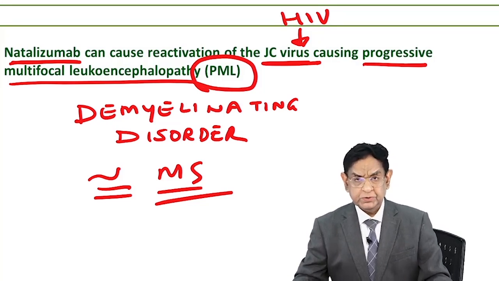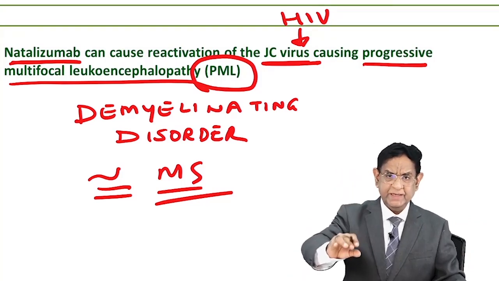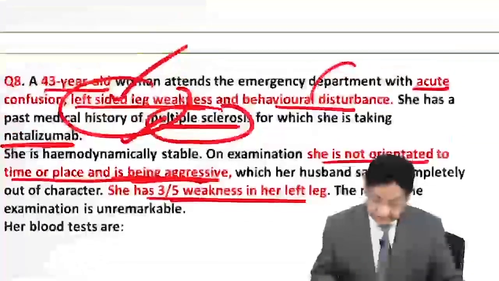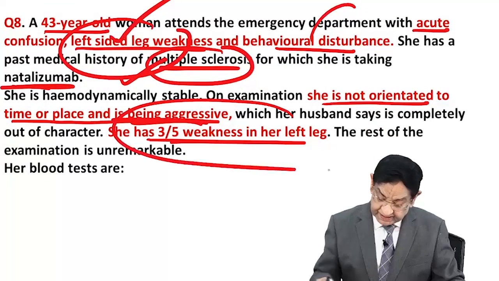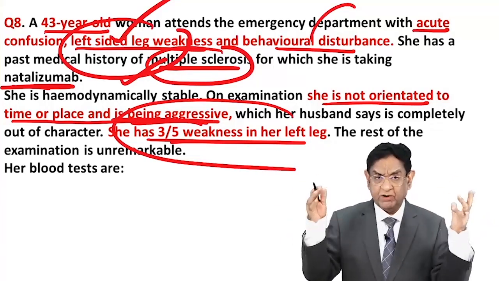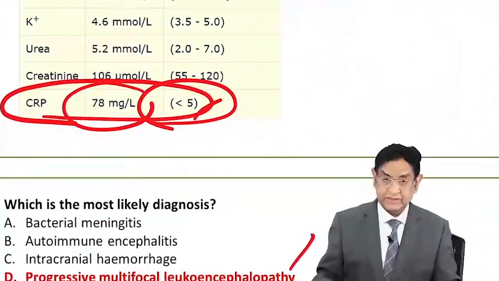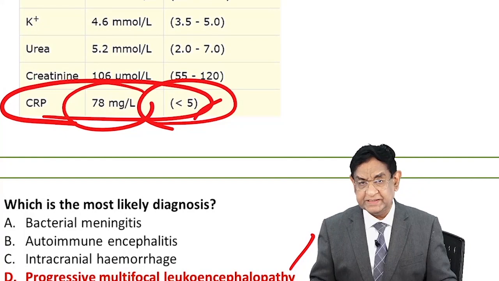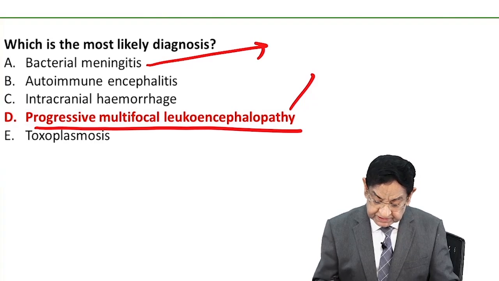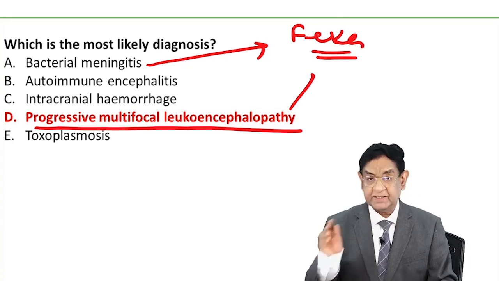Got it? So friends, the point which I mentioned in the previous question, that when we give natalizumab and after that the problem has increased, now she has again come with left weakness, and moreover aggressive behavior is there because there is involvement of the brain now. HIV patients are there, and moreover the diagnosis is supported by increased CRP and WBC count. Can it be bacterial meningitis? They come with high grade fever. The patient doesn't have fever.